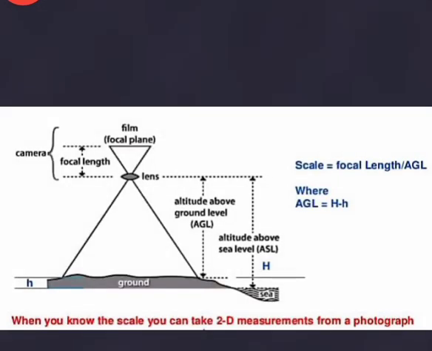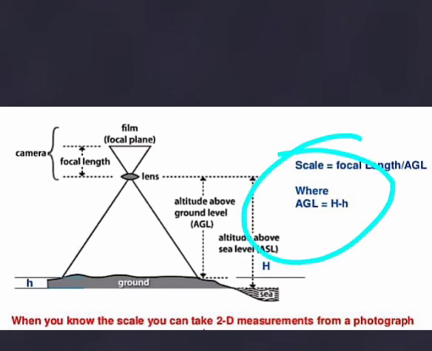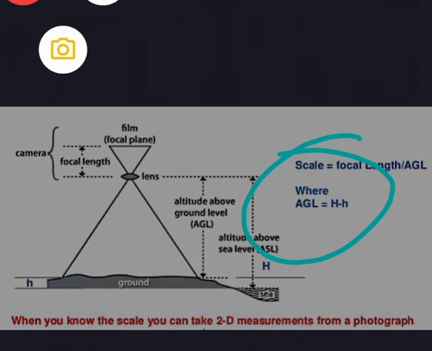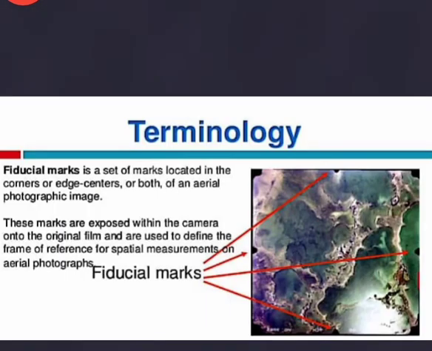Now this will show you the relation of the focal length, the altitude above ground level AGL, and the altitude above sea level ASL, right? This is what it shows here, the relation between the focal length, AGL and ASL. Now coming to the next slide, there are a few terminologies you have to understand. I'm going to discuss only one definition here.